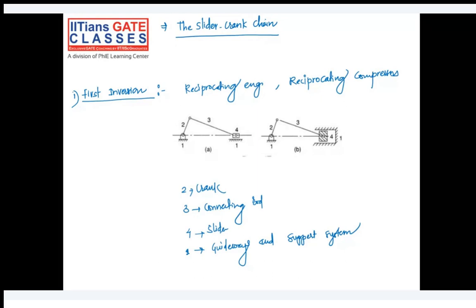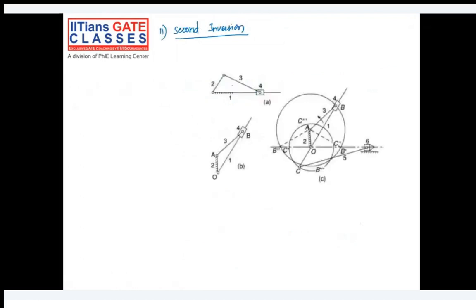The reason behind drawing it like this is to explain you the applications of it. Second inversion we use in Whitworth quick return mechanism. Do you know in which application we use this Whitworth quick return mechanism?